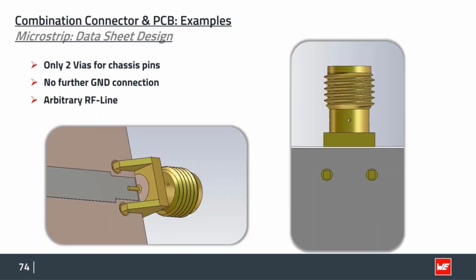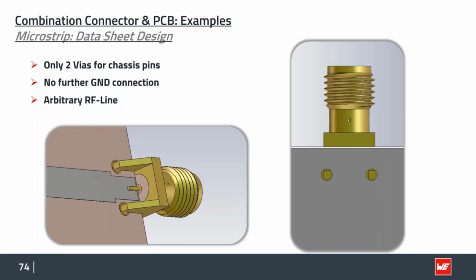On the datasheet design, we just have the vias here given for the mechanical fixation of the ground pins. That's it, more or less. So we just create a 50 ohm microstrip line for that PCB layer stack, and that's it, more or less. Bring it into the connector and done.